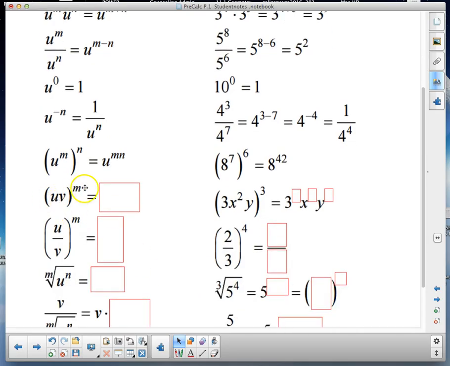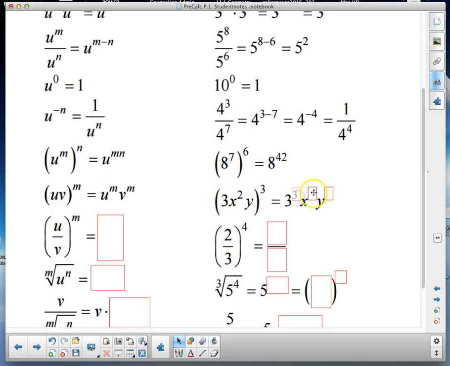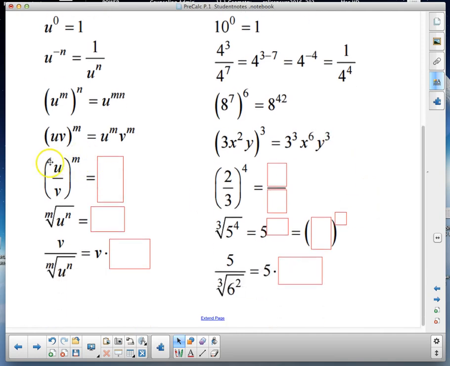Here I got uv raised to the m, the quantity uv, I should say, raised to the m, the product uv. And I've got u to the m, v to the m, as I am able to raise u to the m power and v to the m power. So this is 3 to the 3rd, x to the 6th, y to the 3rd, as I step through. Here in a quotient, I've got u to the m over v to the m. And so I have 2 to the 4th over 3 to the 4th.